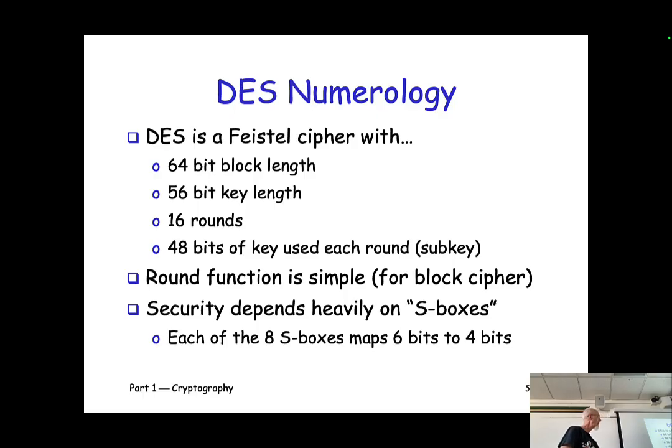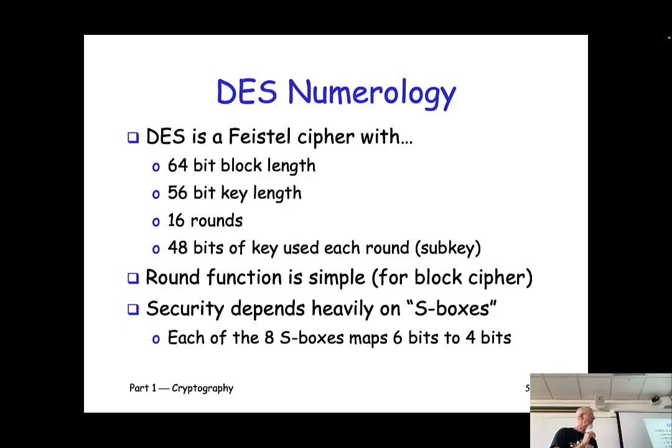Okay, it has to be in here. The block length is 64 bits. So we take 64 bits in, and we produce 64 bits out. The key is 56 bits. There are 16 rounds, all right? Each round, we select 48 bits of these 56 in a specified way. There's an algorithm to select a specified 48 bits each round. The round function, believe it or not, is relatively simple for a block cipher. And the security here is going to depend on the so-called substitution boxes, or S boxes.